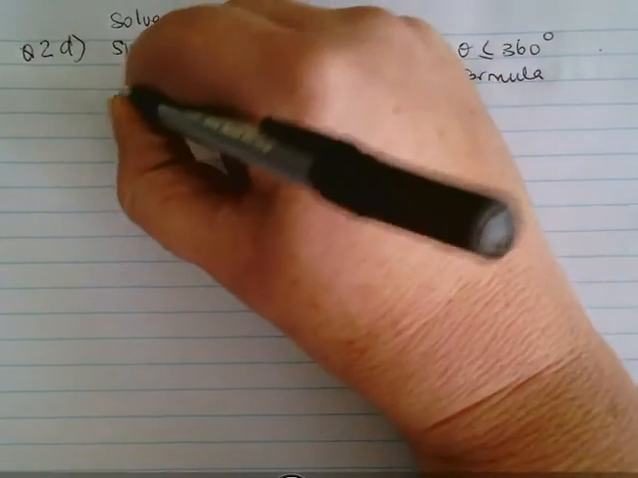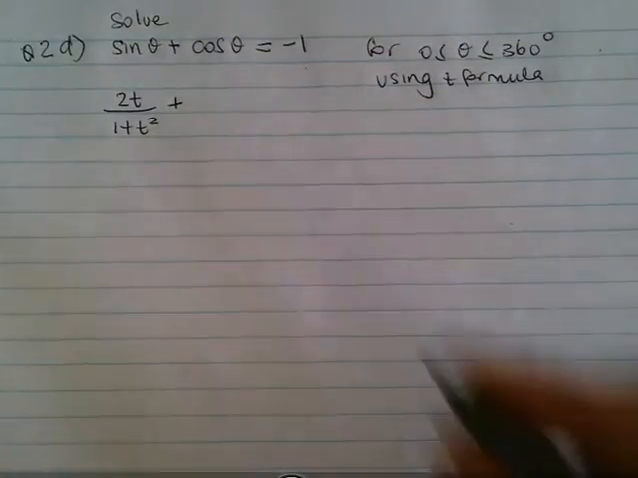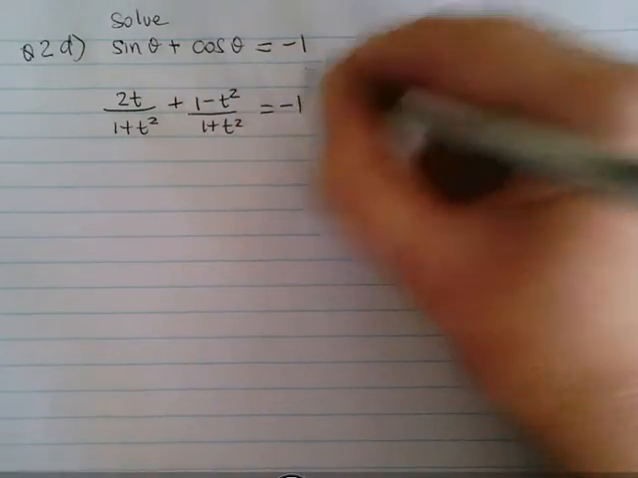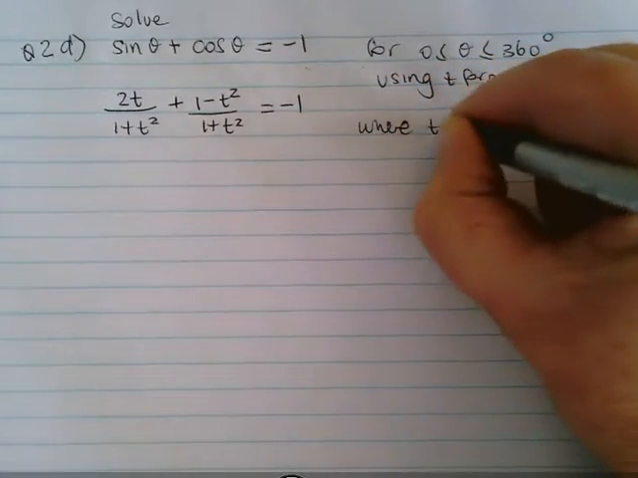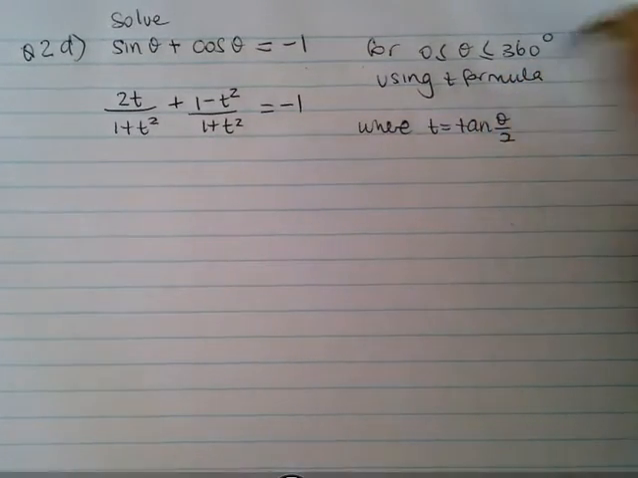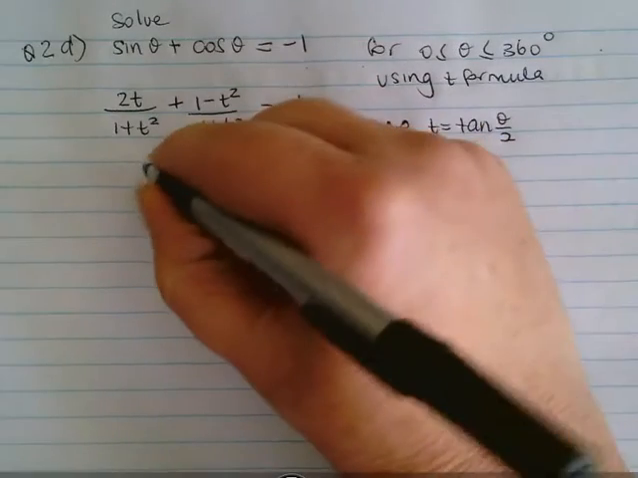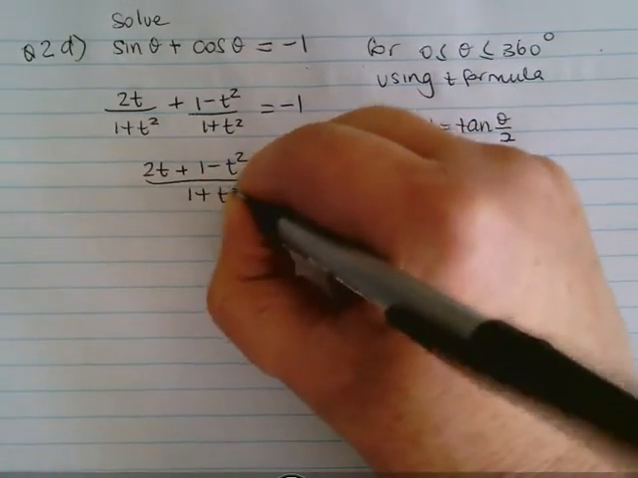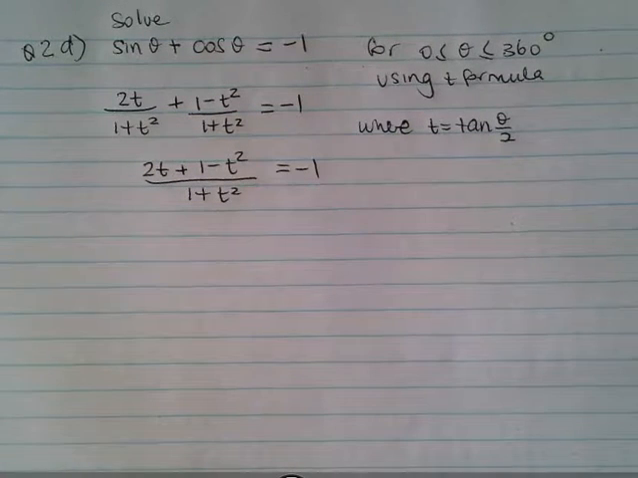So we've got sine theta, isn't that 2t over 1 plus t squared? And cos theta is 1 minus t squared over 1 plus t squared. Now we put that equal to negative 1. Remember that t equals tan theta on 2. So the denominators are the same. That's good. 2t plus 1 minus t squared over 1 plus t squared equals negative 1. I've combined my numerators.